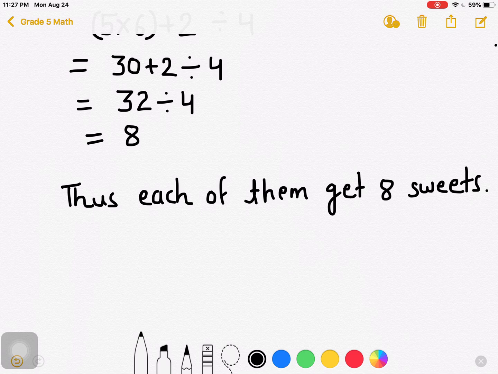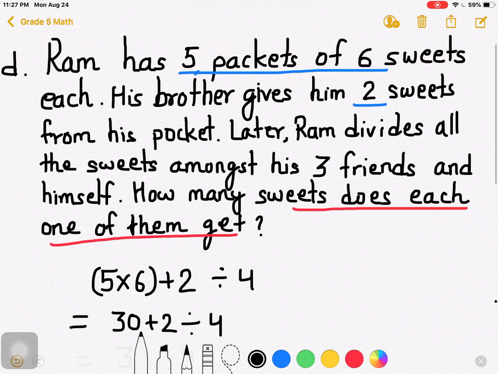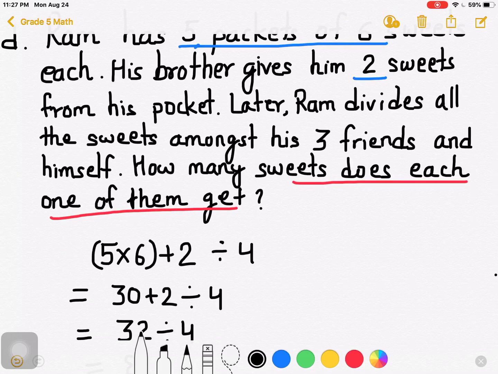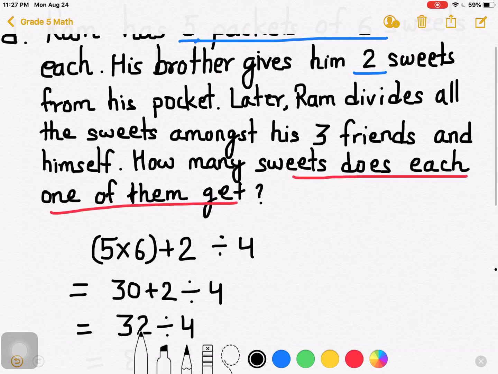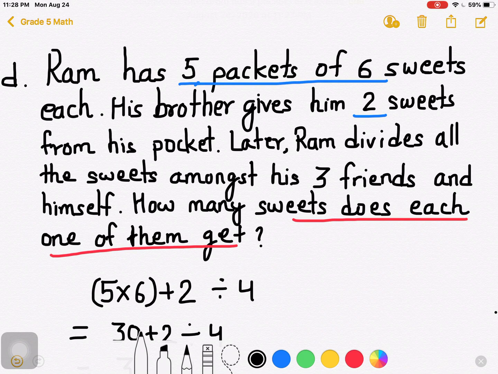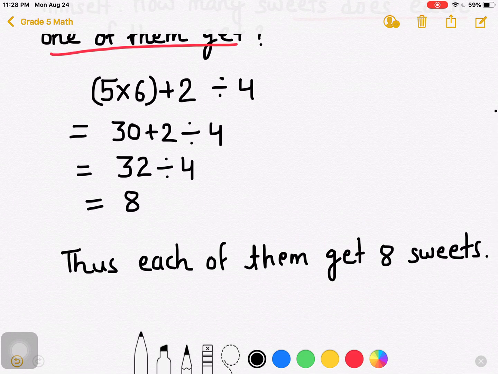Understood? This is how we made the problem and solved the problem. I think all of you are clear how we make this problem. Number of sweets, 5 packets of sweets and 6 in each, means 5 into 6, and 2 is added. 2 is given by his brother. This is the total number of sweets and divided for 4 persons. Okay, and each of them gets 8 sweets.